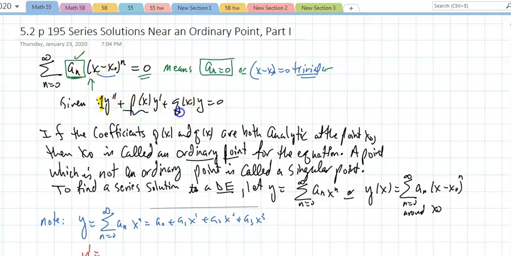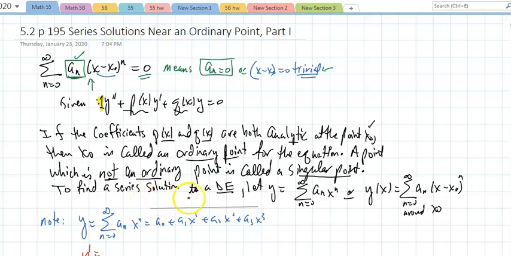There's p of x, there's q of x. If the coefficients p of x and q of x are both analytic at the point x naught, then x naught is called an ordinary point. For the equation, a point which is not an ordinary point is called a singular point.